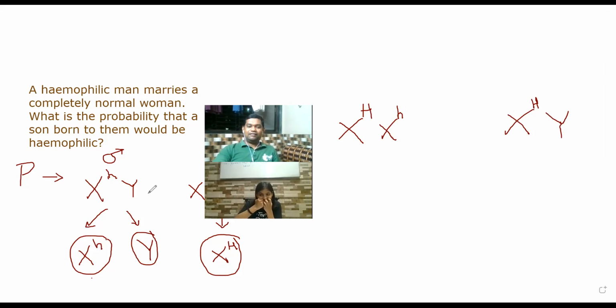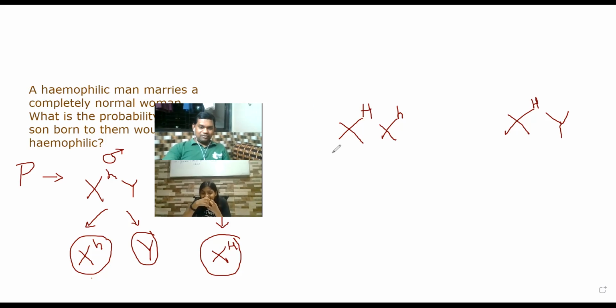Question क्या है? Female का पूछा ही नहीं है. What is the probability that a son born to them would be hemophilic? तो ये तो हम लिख ही नहीं रहे. Son तो ये एक ही है. There is a 100% probability that the son is normal. So यहाँ पे probability that the son would be hemophilic is 0.